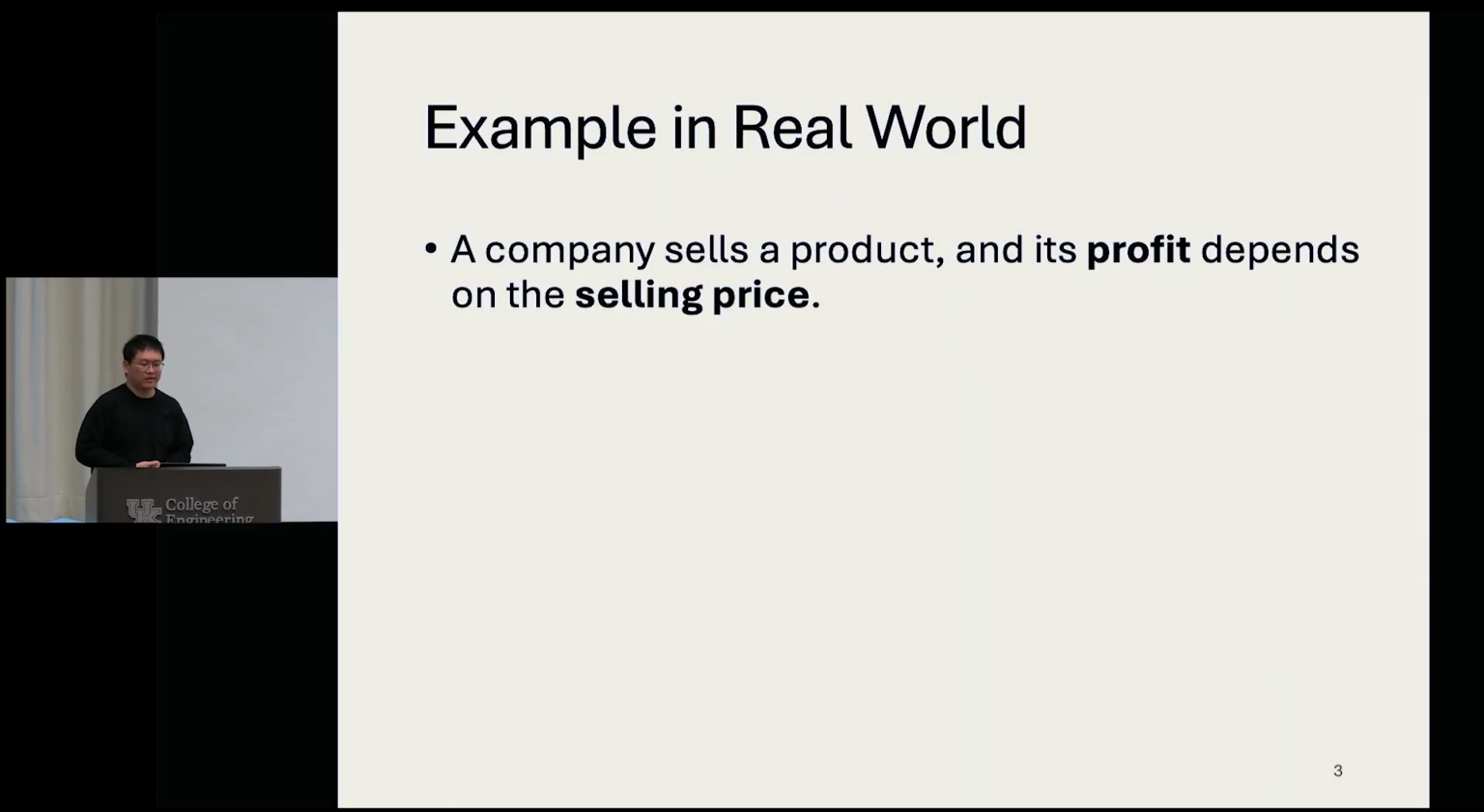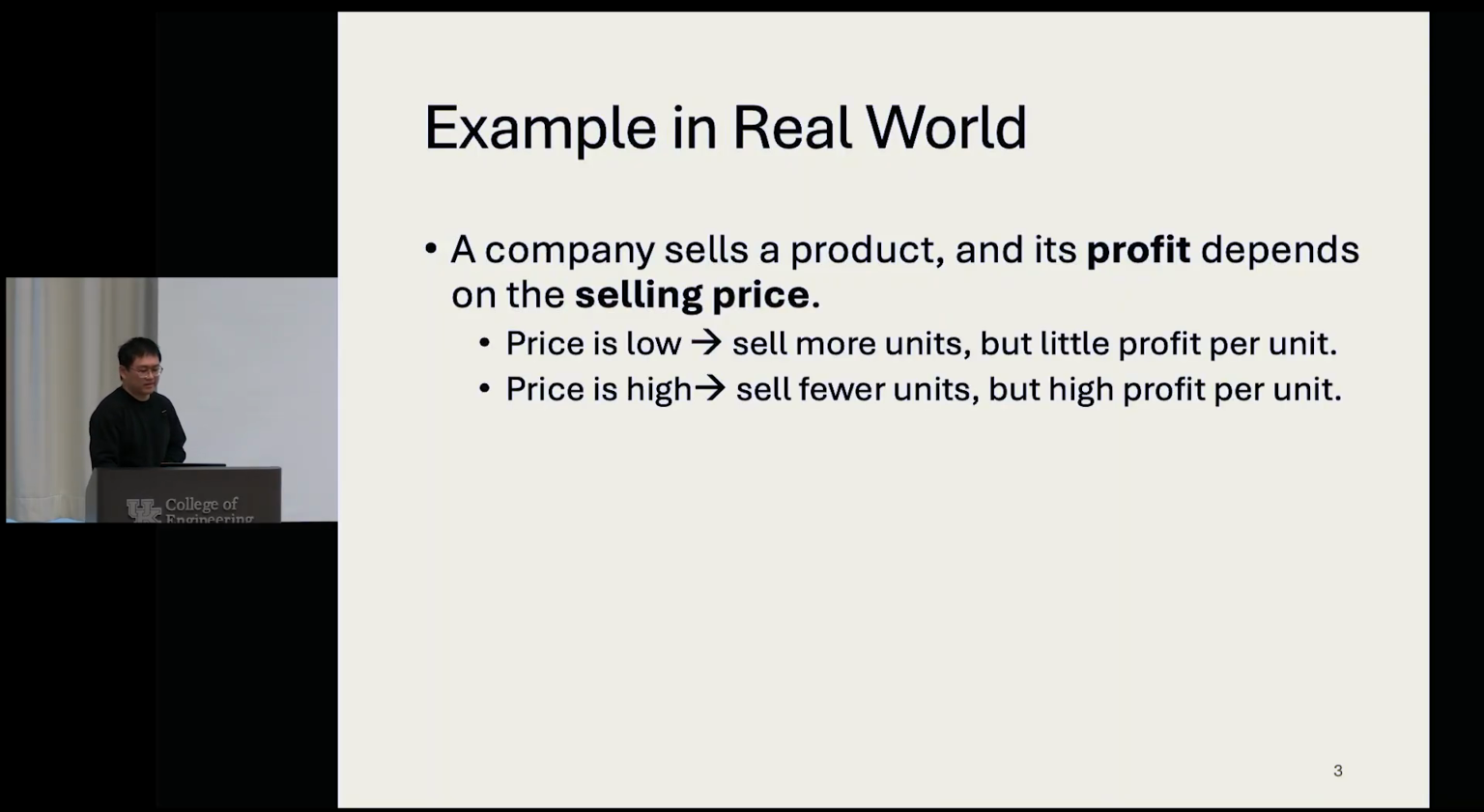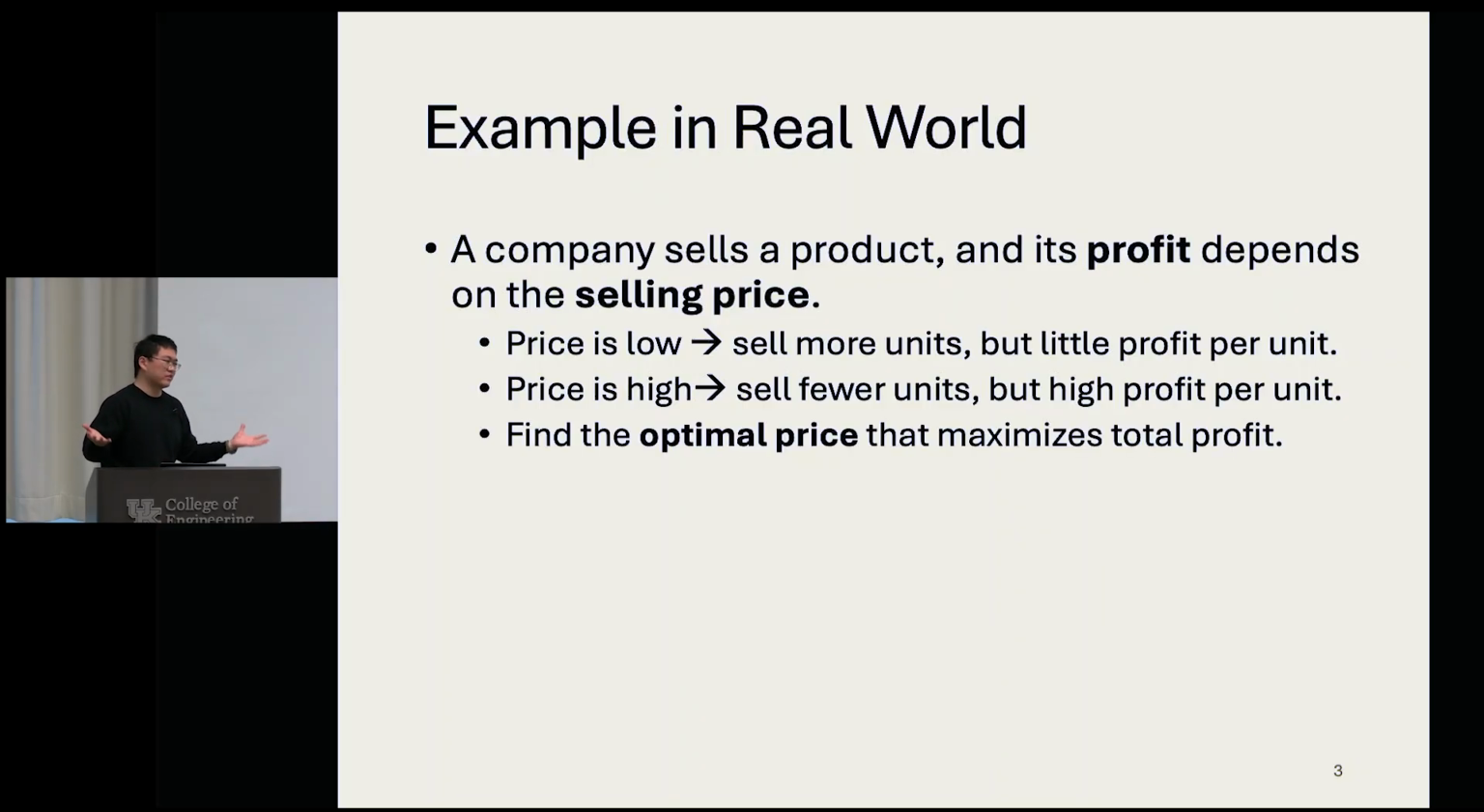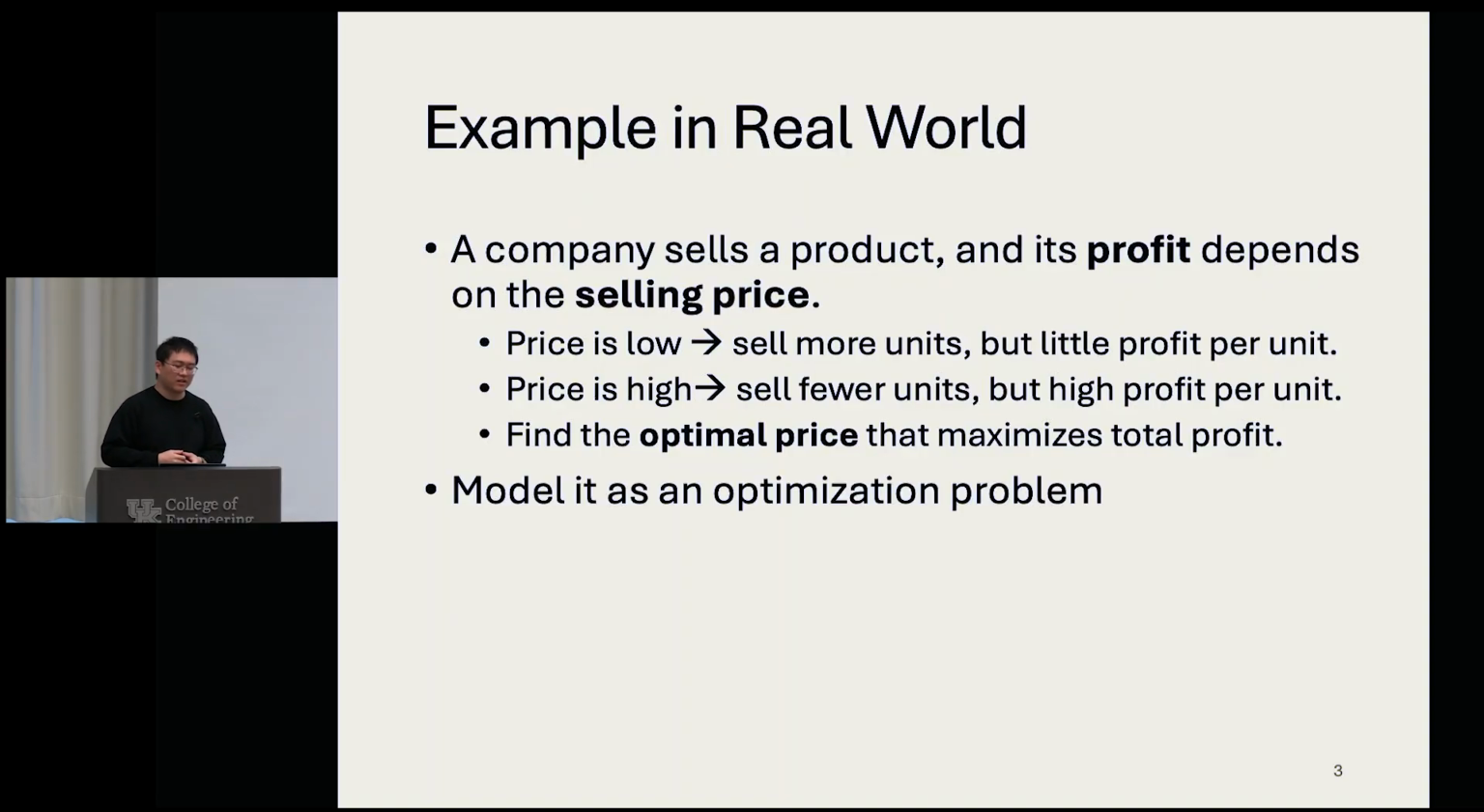So let's see a very simple scenario. Consider a company that sells a product, and its profit depends on the selling price. When the price is low, we sell more units, but with little profit per unit. When the price is high, we sell fewer units, but we have high profit per unit. Of course, the problem is that we want to find the optimal price that can maximize the total profit. So that can be modeled as an optimization problem. You have some relationship, you have some constraints, and you want to find the optimal thing to maximize your objective.